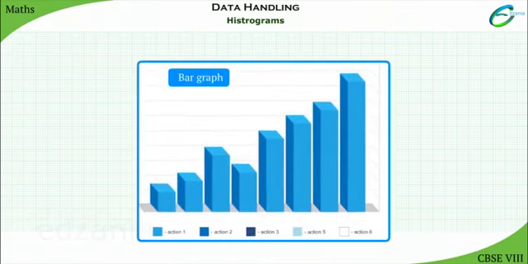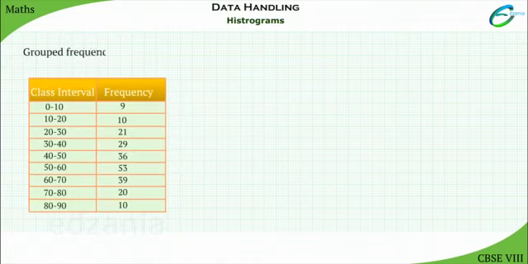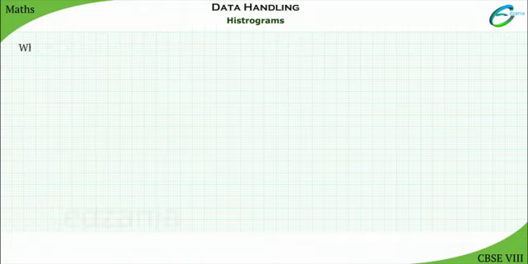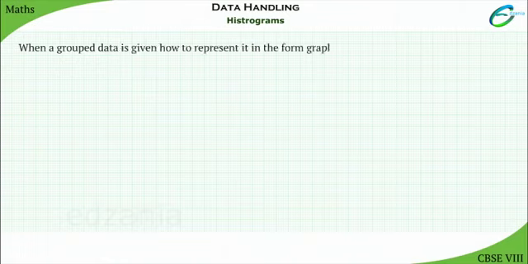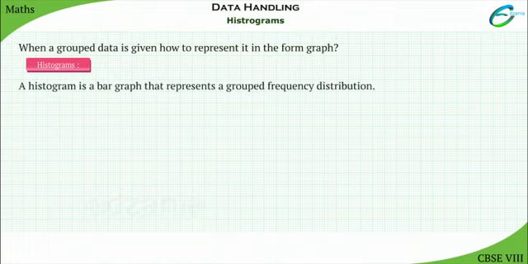Histograms. When ungrouped data is given, we have learned to draw a bar graph. Here we have a grouped frequency distribution table for marks obtained by the students in an exam. So when group data is given, how do we represent it in the form of a graph? We use one more type of graph called a histogram. A histogram is a bar graph that represents a grouped frequency distribution.